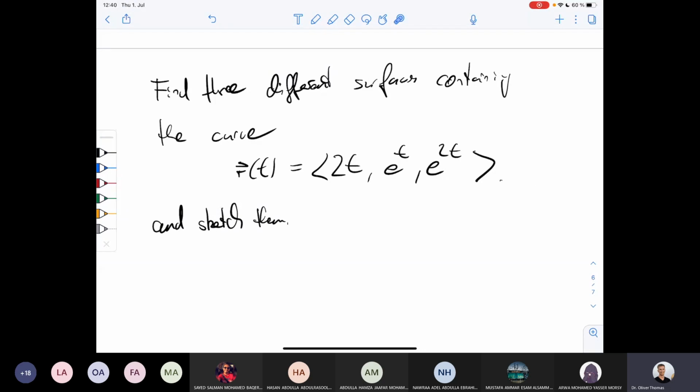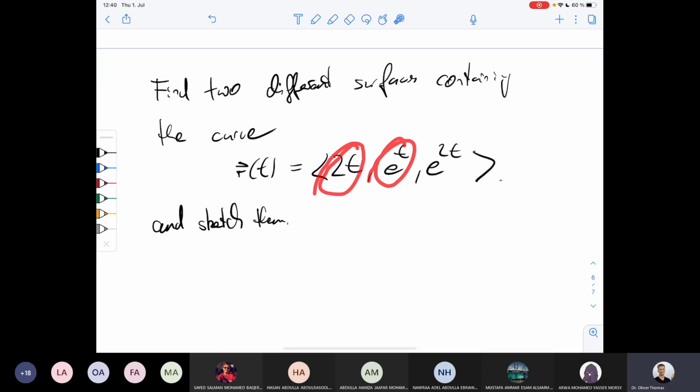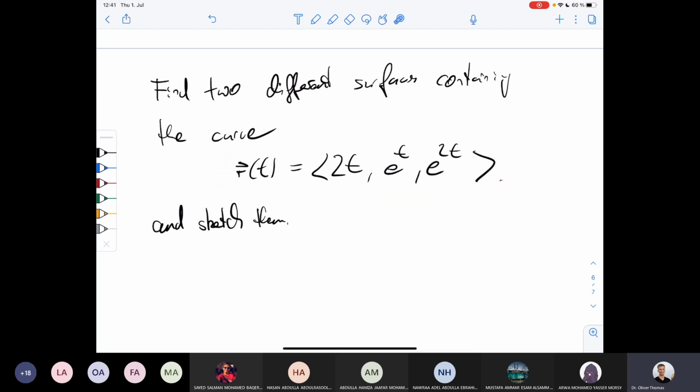I would like you to find, for time reasons, 2 different surfaces containing this curve, where the first component is 2t, the second one is e to the t, and the third one is e to the 2t. And again, for the time being, we're going to sketch them. Just think about this for a moment and see if you can find 1 or 2 surfaces that contain this curve. And if you have an idea, just put them in the comments.